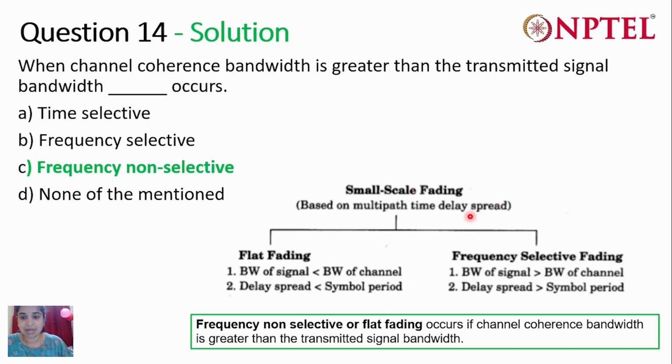Based on multipath time delay spread, small scale fading can be of two kinds. One is flat fading, the other is frequency selective fading. In flat fading, the bandwidth of the signal will be way lesser than the coherence bandwidth of the channel, which also means the delay spread will be lesser than the symbol period of the signal. In frequency selective fading, the bandwidth of the signal will be greater than the bandwidth of the channel, and the delay spread will be greater than the symbol period.